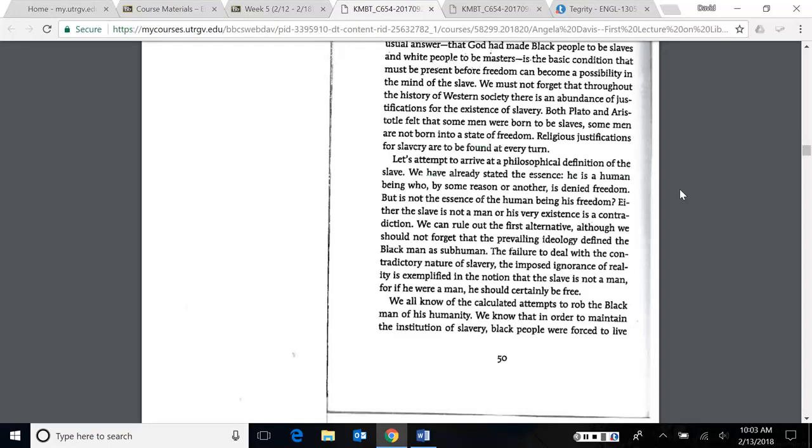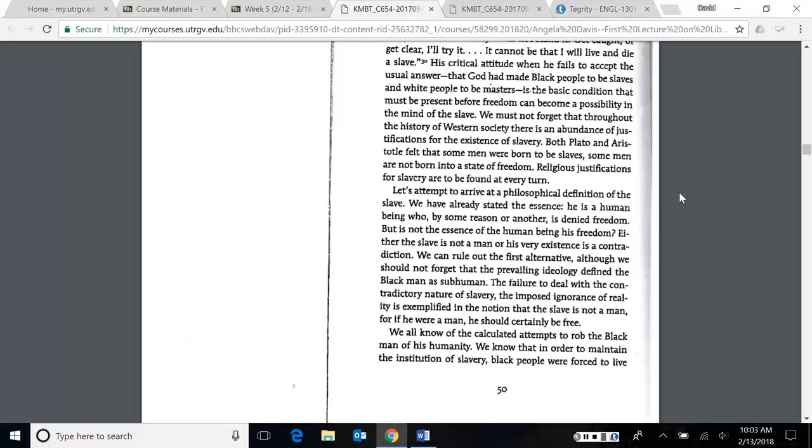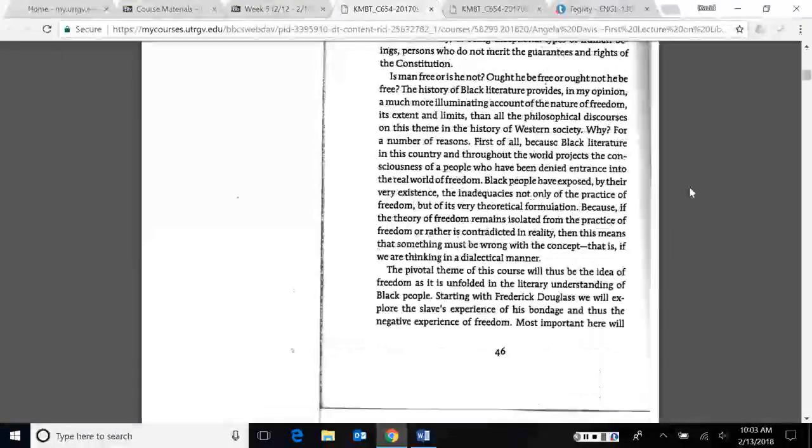So one thing you should know about the philosophical tradition is that more often than not, we start with several definitions that we're trying to make sure everyone is clear on. And she does that really at the beginning of the first lecture when she talks about what it means to be a slave. She asks this really pivotal question: is man free or is he not? Ought he be free or ought he not be free? And she, of course, thinks that black literature is the best example of how we can really look at this dilemma of what freedom really means.